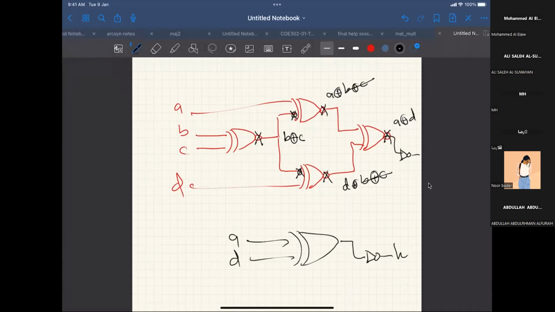7 by 4. Can we solve this problem with dual? Okay, yes. All right, and we went through this question.